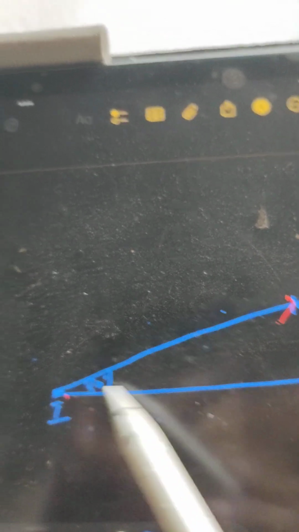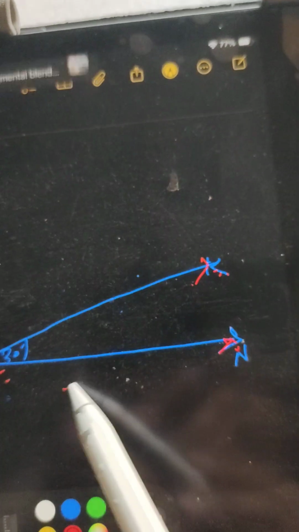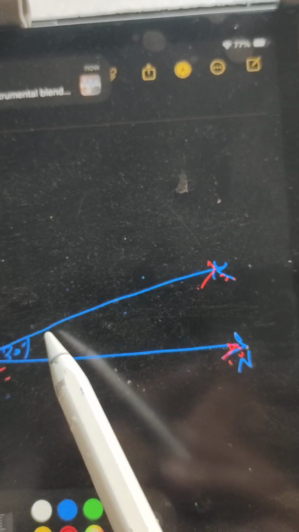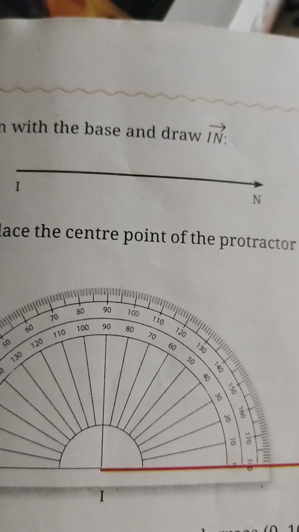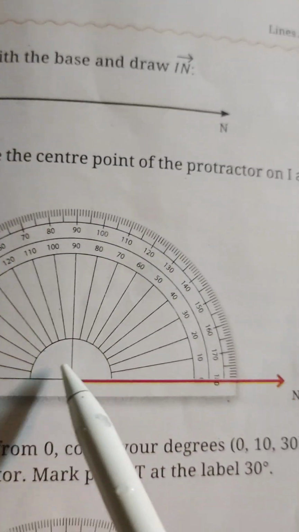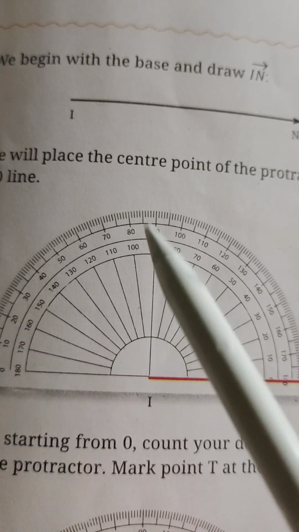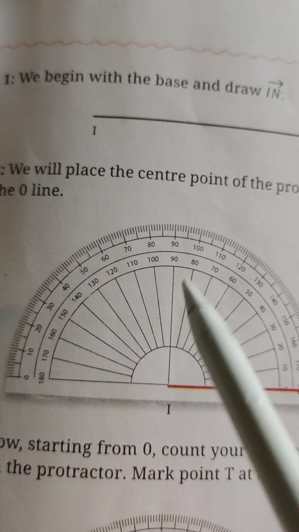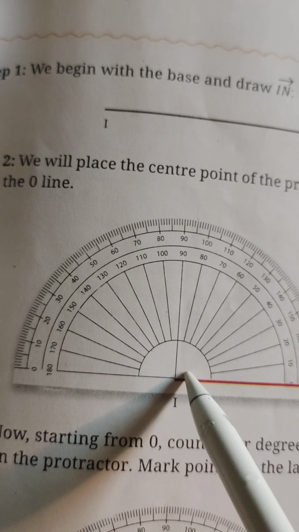So at vertex I, the two arms or rays, IK and IN, meet, and that is how angles are measured with the help of the protractor. Simple, isn't it? Just to reiterate, you drew a line, we begin with the base, and then place the protractor at I, the beginning, which is the midpoint of the protractor, that is 0.